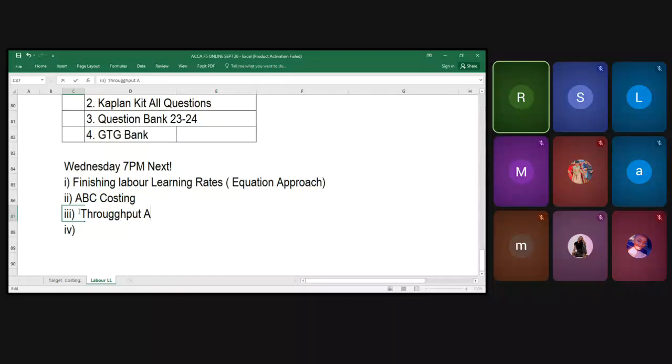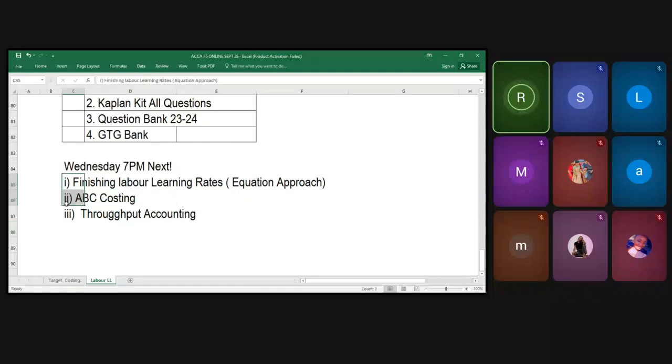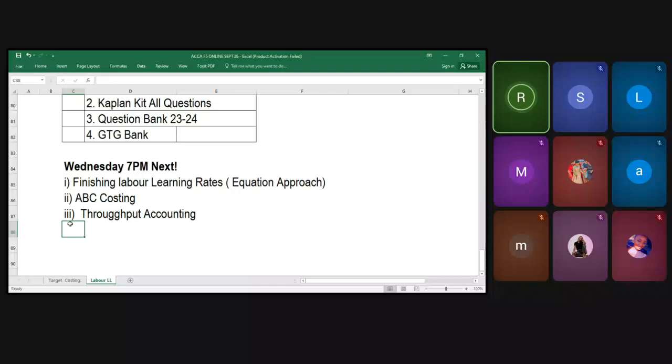Throughput accounting. So this is what we are going to be looking at on Wednesday, and I know we might need to meet again on Friday or any day before Monday, so that we look at relevant costing and then we are at par with the weekend class.